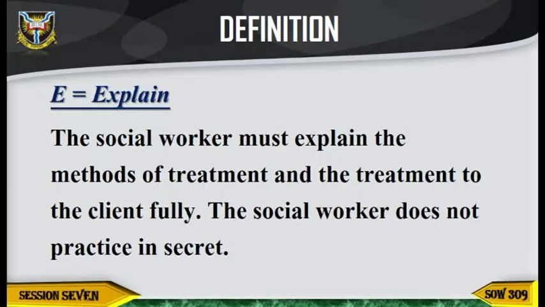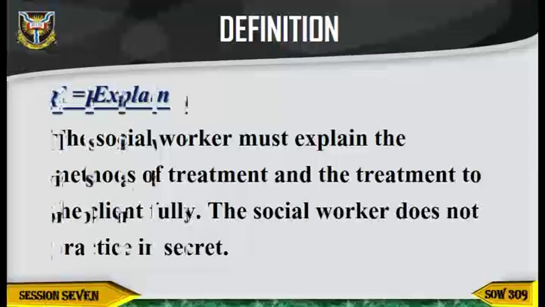E equals explain. The social worker must explain the methods of treatment and the treatment to the client fully. The social worker does not practice in secret. It is an open practice with due regard to confidentiality. This issue of confidentiality is a contract between the social worker and the client, and only the two of them must be open to themselves for effective treatment. Other issues relevant to the client's treatment must be properly explained to the client. Explanation is key to understanding.